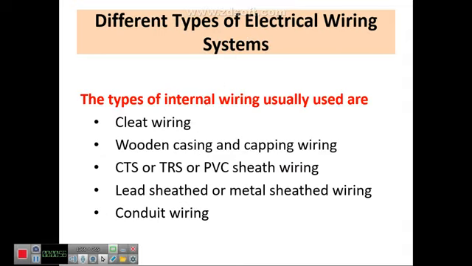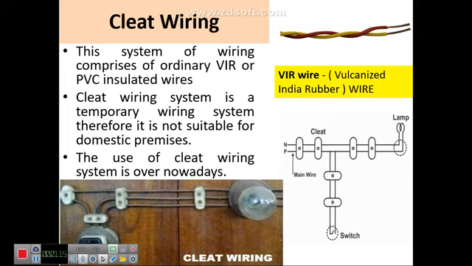Now coming to see the types of electrical wiring system, we have some topics. The topics are cleat wiring, wooden casing and capping wiring, CTS or TRS or PVC sheath wiring, lead sheathed or metal sheathed wiring and conduit wiring. So the first one is cleat wiring.